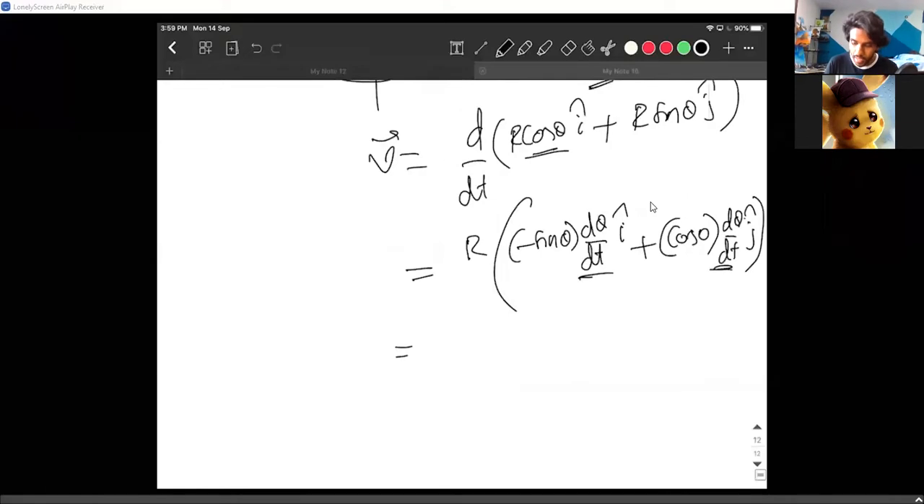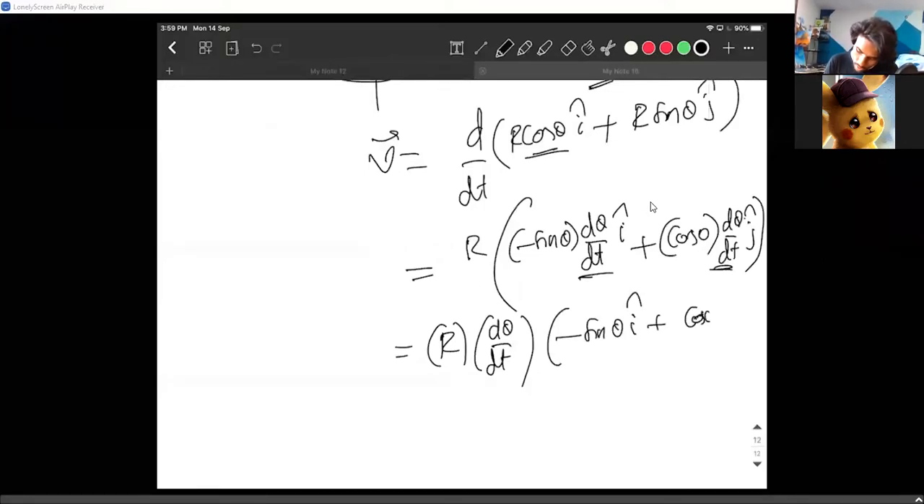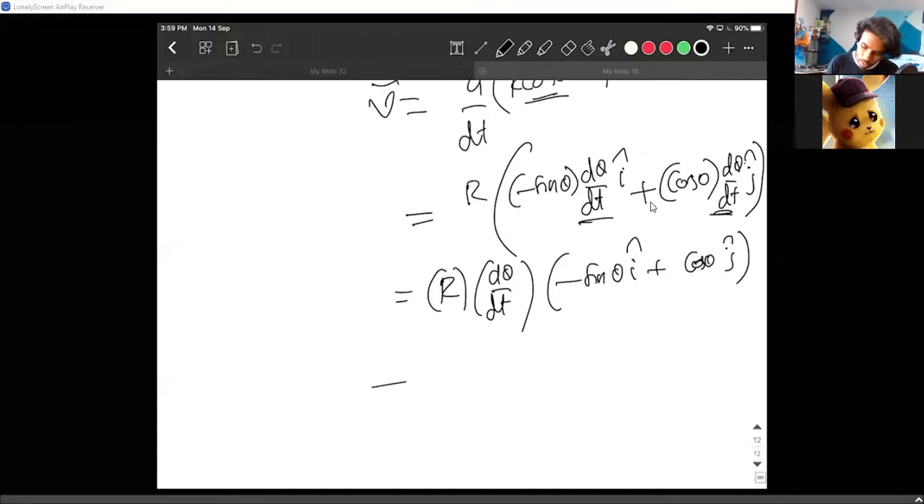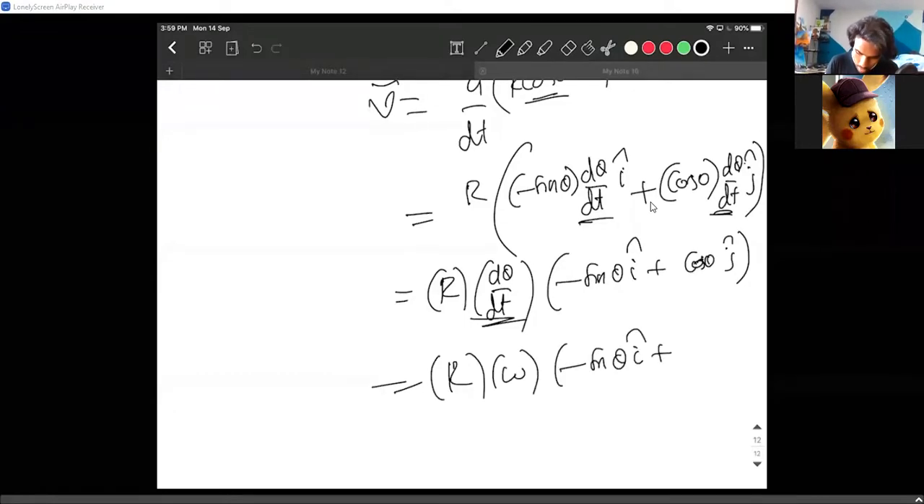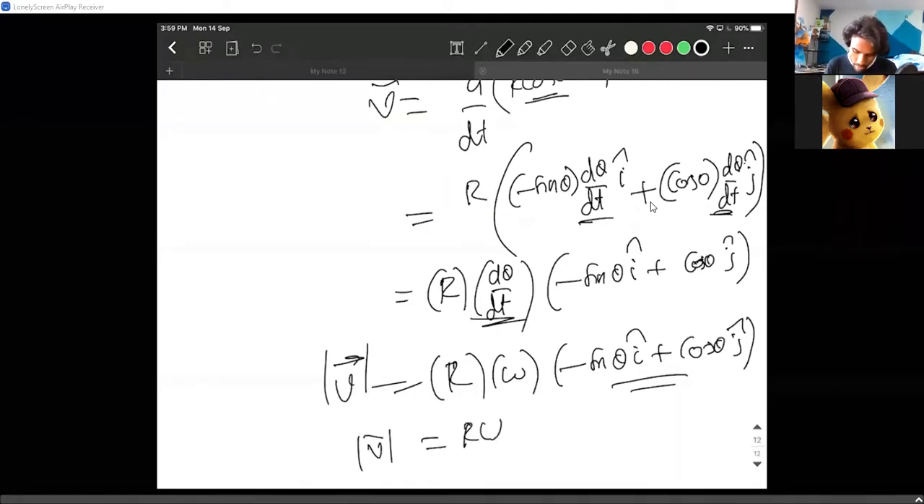Now d theta by dt is common, so I can take it out: r into d theta by dt, times minus sin theta i cap plus cos theta j cap. Now d theta by dt is nothing but omega. So I write this as r omega times minus sin theta i cap plus cos theta j cap. Now this might not look like anything to you, but if you clearly observe, the magnitude of v bar is nothing but r omega, since the magnitude of this part is 1, right?